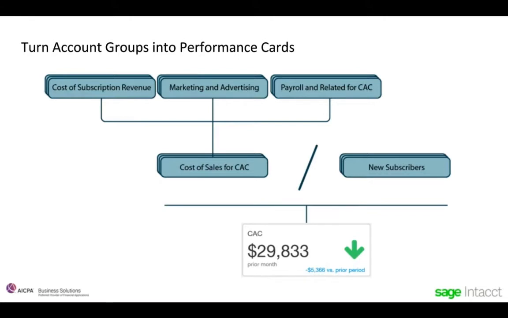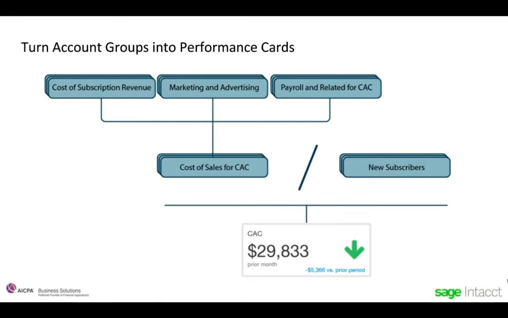and that gives us CAC for the period that we define. In this case, we've defined prior month in this little screenshot. You could do current month, and you could do prior year, and then you can compare to a prior period, as you can see on the little screen at the bottom. Then in the upper area, we have what goes into the cost of sales for CAC. And what we have is cost of subscription revenue, marketing and advertising, payroll, and related for CAC. And these are all financial metrics being pulled from the general ledger and being grouped together and dropped into this cost of sales for CAC.